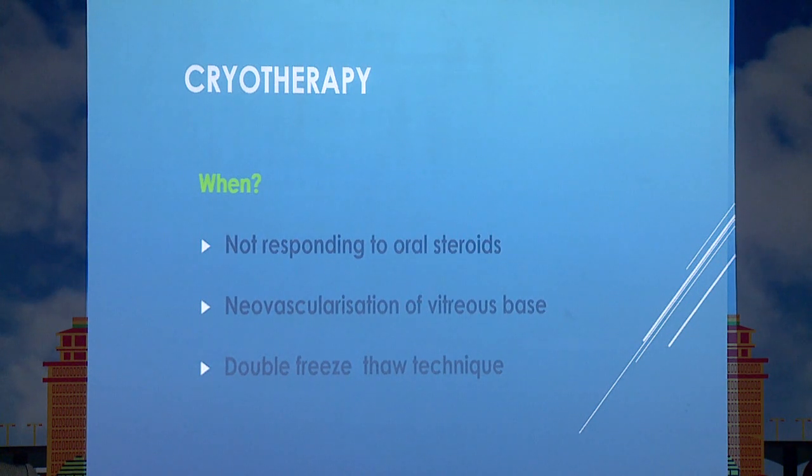When do we do cryotherapy? When the intermediate uveitis is not responding to the oral steroids and neovascularization has happened in the vitreous base, we usually use a double freeze and thaw technique in these situations.